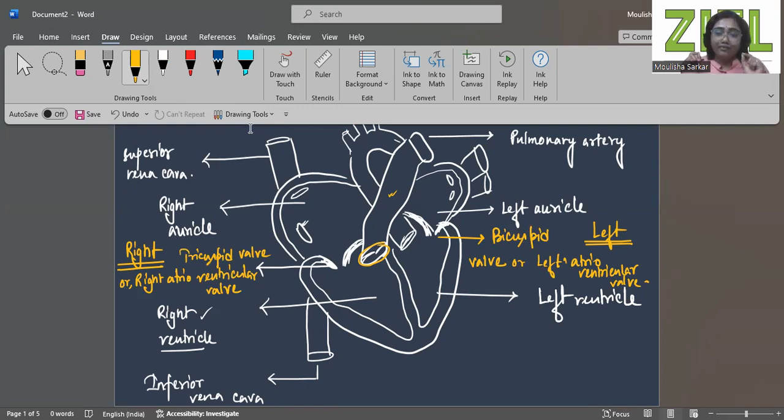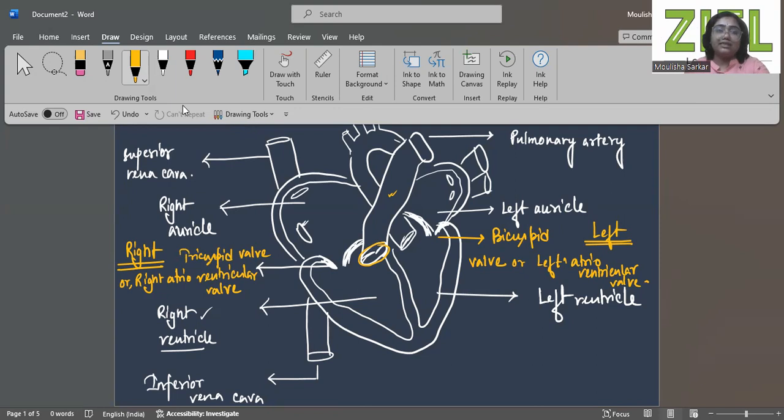And both of these valves ensure that blood is flowing only in one direction. If we consider the right side, then blood is only flowing from the right auricle to the right ventricle and never flowing back from the right ventricle to the right auricle. And the same thing is applicable for the left side also. The valves are ensuring that the blood is only flowing from the left auricle to the left ventricle and never from the left ventricle to the left auricle. And why it is needed, I'll explain to you.